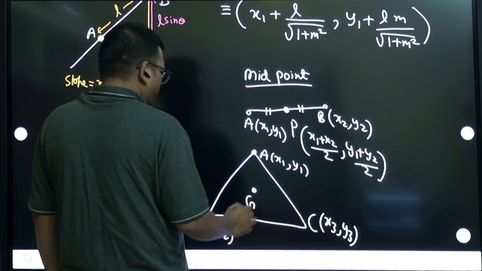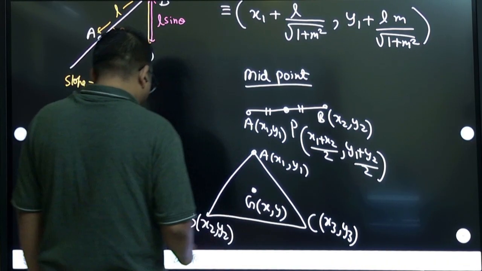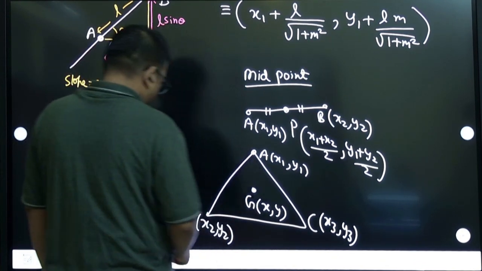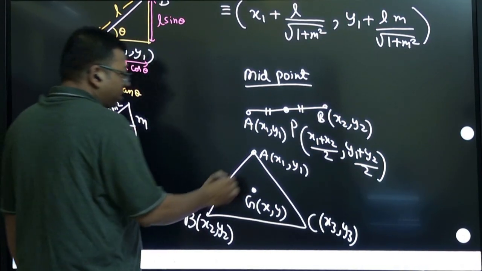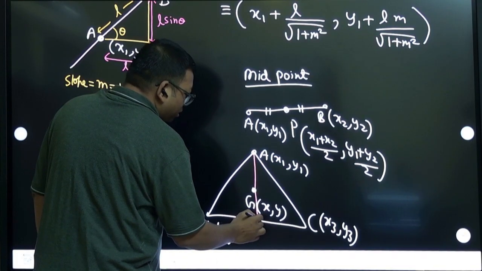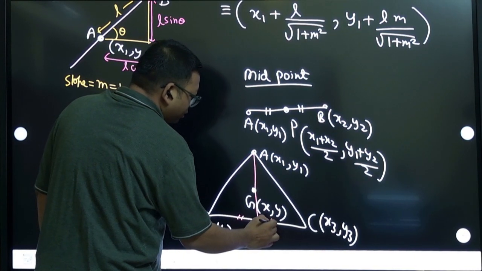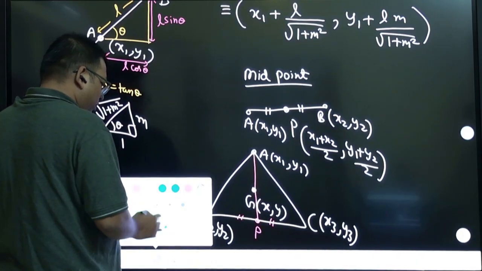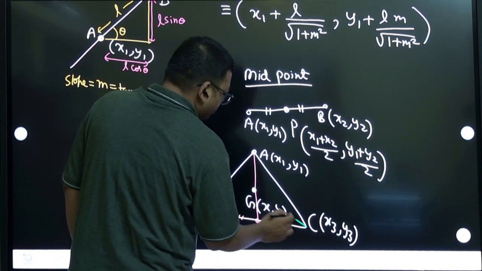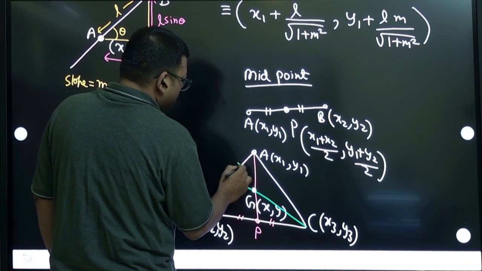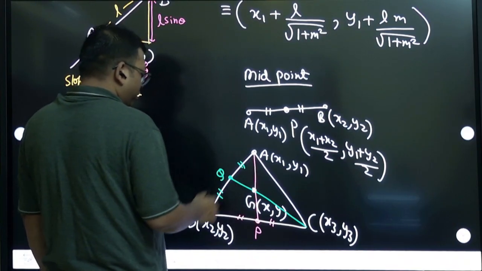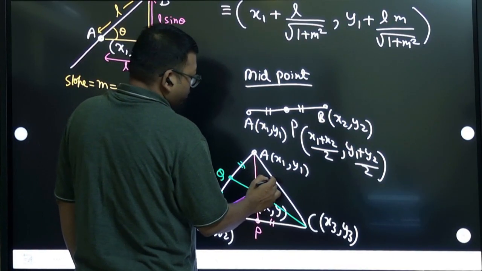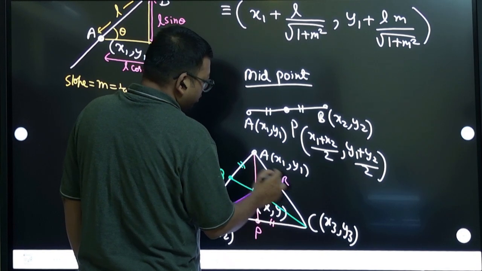What is centroid? Centroid is a point which is, suppose you draw the median. Median means a line which bisects the opposite side. This is the midpoint, let us say this is P. P is the midpoint of BC. Similarly, if I draw a line here, let us say Q. Q is the midpoint of AB. Similarly, if I draw a line, R is the midpoint of this.